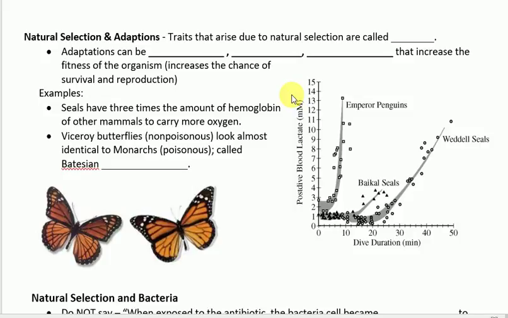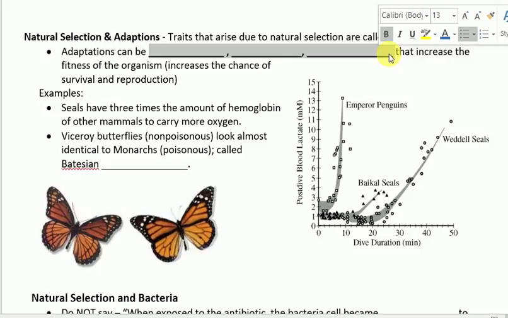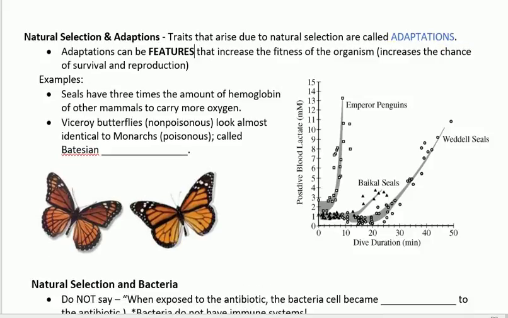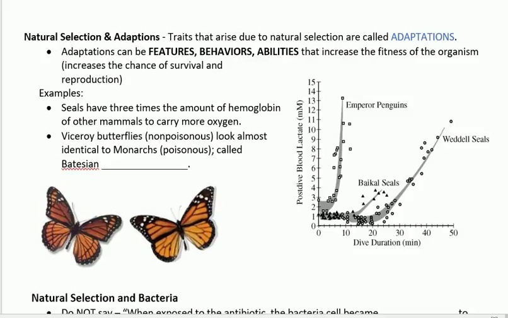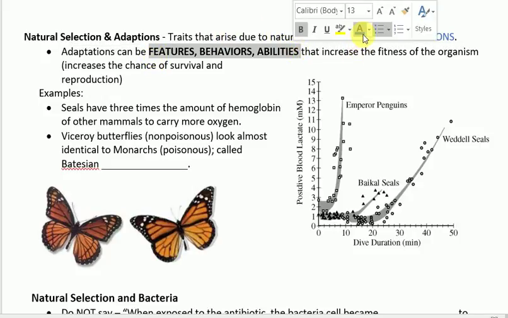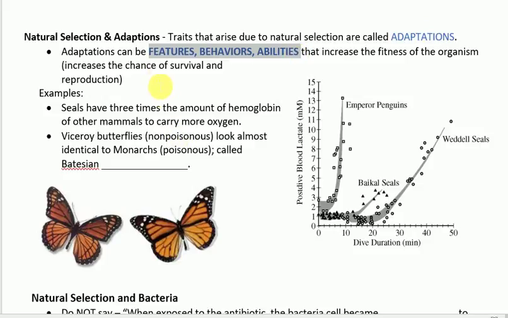Okay, so let's talk about natural selection and adaptations. Traits that arise due to natural selection are called adaptations. It's important that you understand that adaptations can either be features, they can be behaviors, or they can be abilities. And all of these adaptations are occurring so that they can increase the fitness of the organism or increase their chance of survival and reproduction.